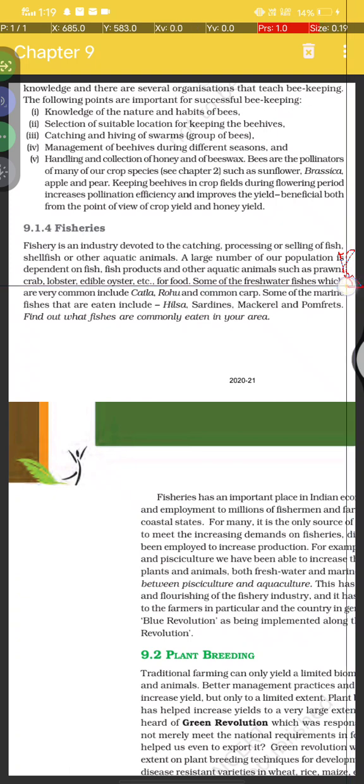for food. Some of the freshwater fishes which are very common include catla, rohu, and common carp. Some of the marine fishes that are eaten include hilsa, sardines, and mackerels. And the pomfrets are also commonly eaten in our area.